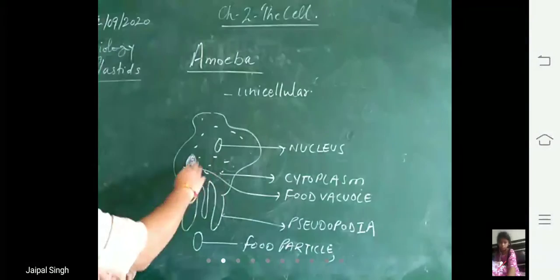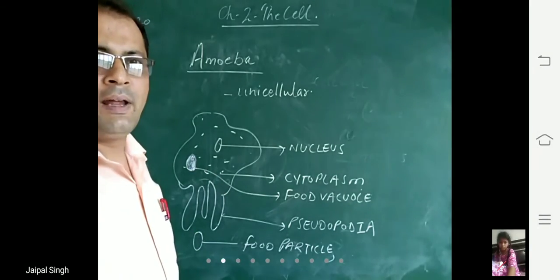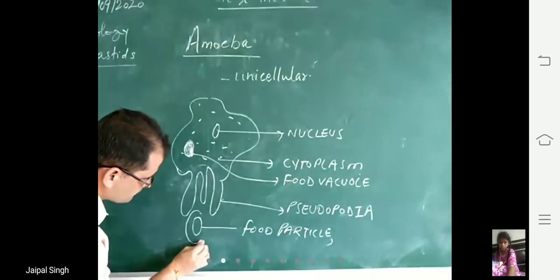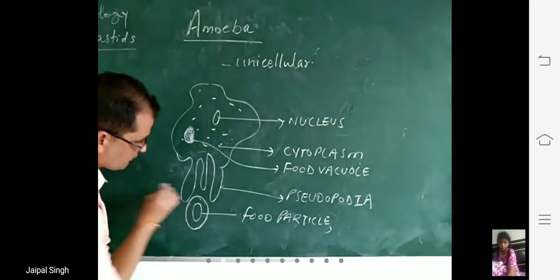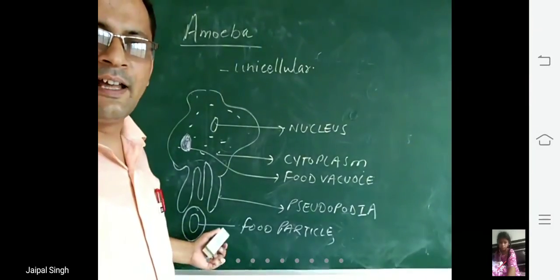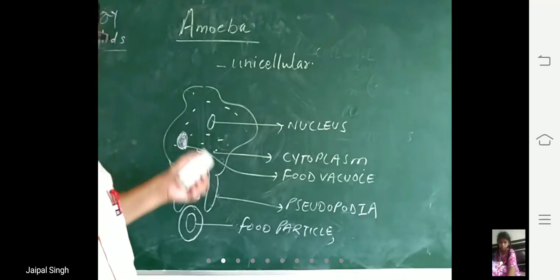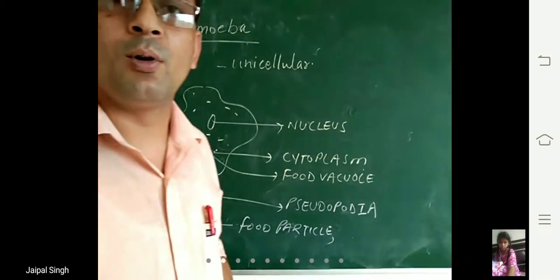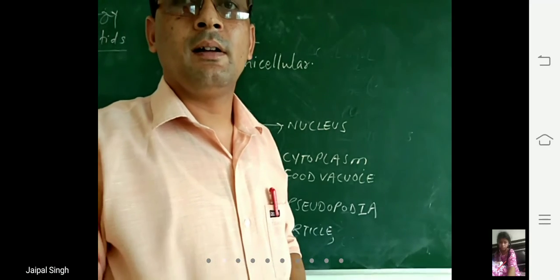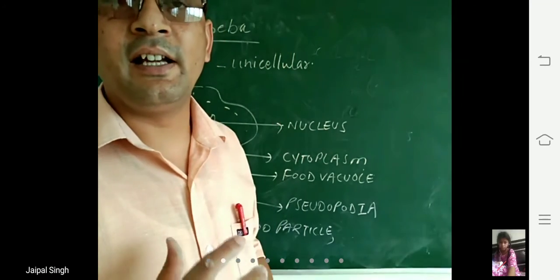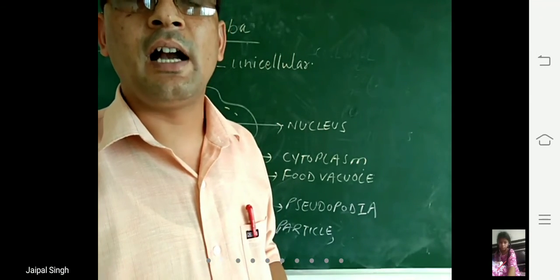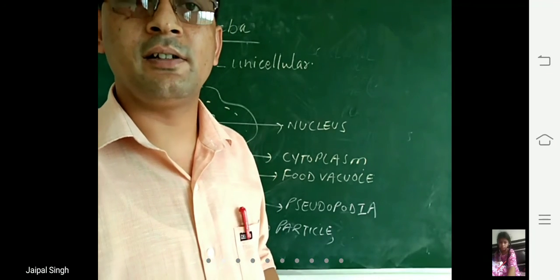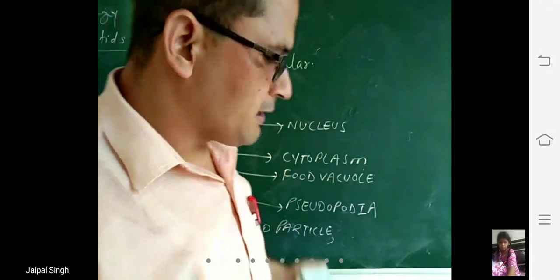So what will this amoeba do? It will make a vacuole. It will make a covering around this food particle. And then this amoeba will digest it. This food particle will enter into the body of the amoeba. And inside the body there is secretion of some digestive enzymes, and with the help of those enzymes the food particle is digested. Okay, so this is regarding amoeba.